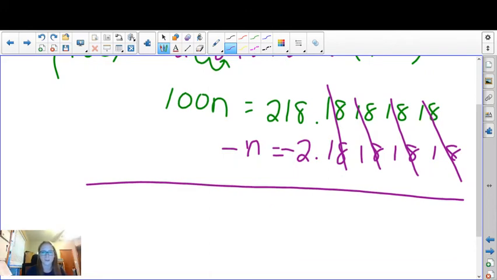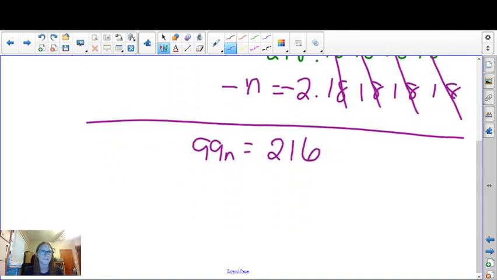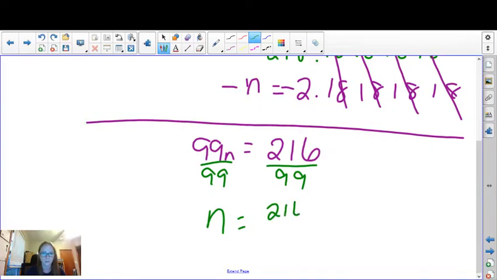218 minus 2 is 216. 100 minus 1, 99. I said I wasn't going to do it with you, but I'm sorry. I lied to myself. Couldn't help it. We're going to divide both sides by 99. We get n is equal to 216 over 99.